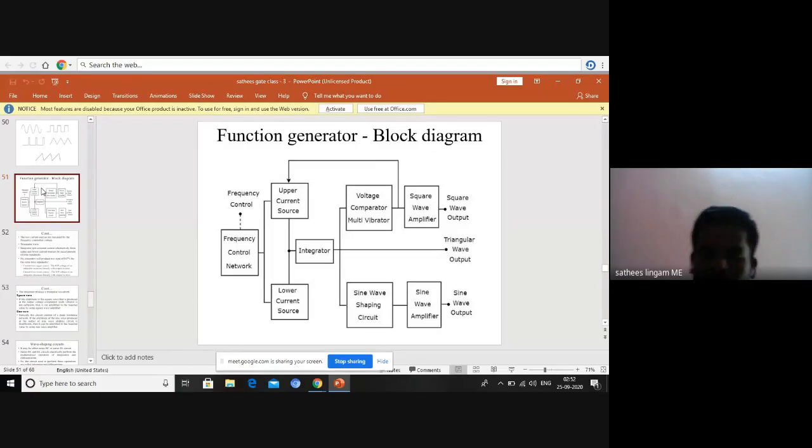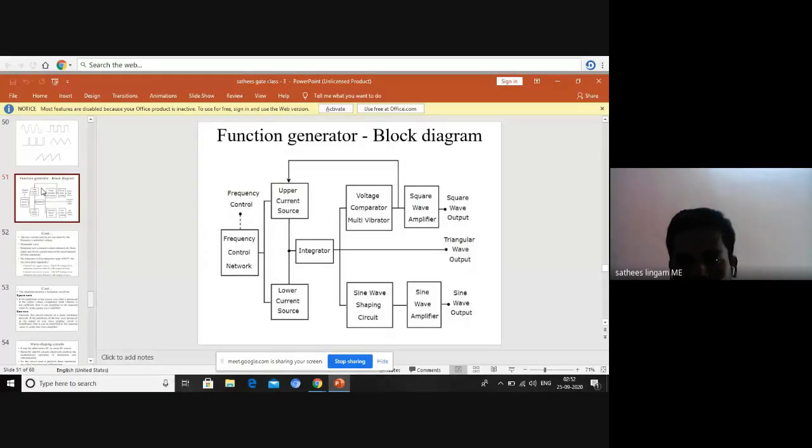Don't worry about the frequencies and all, but the thing is how it is getting generated, how we are converting it. From the integrator itself we receive the triangle wave. Then how it is converted into square wave is given by two different modules in between. One is the voltage comparator multivibrator. The second one is the square wave amplifier.